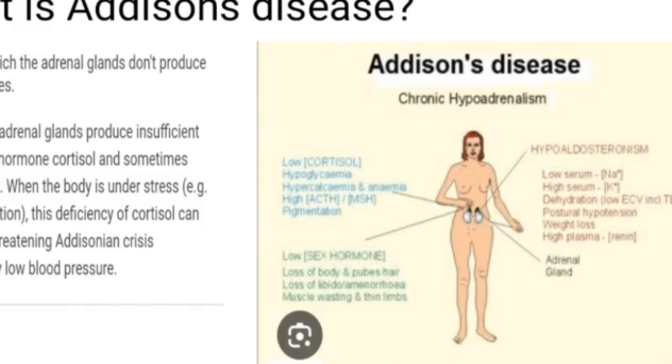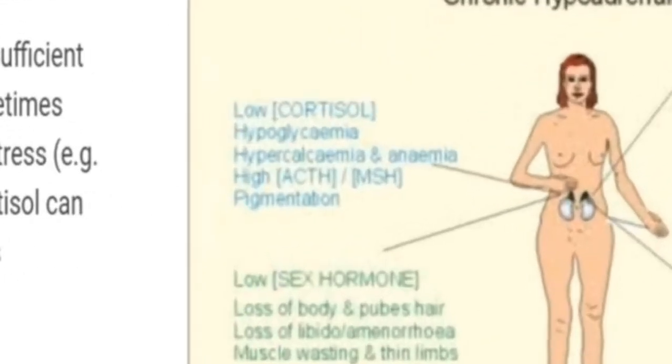You see some of the examples: hypoglycemia, hypercalcemia, and anemia. Say high ACTH. Because of the low cortisol, there will be high ACTH, since there is no more feedback from the cortisol, the ACTH produced from the pituitary will continue to increase. And once ACTH continues to increase, the next thing is that it will switch over into melanocytes. It will activate melanocyte stimulating hormone and cause increased pigmentation.